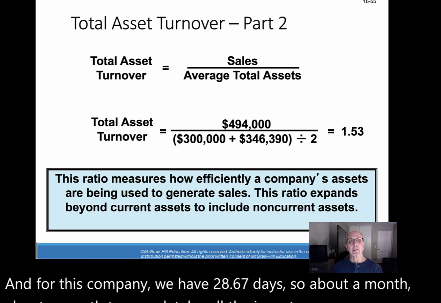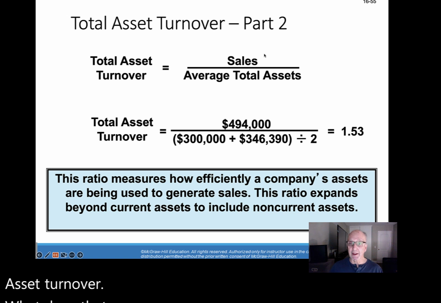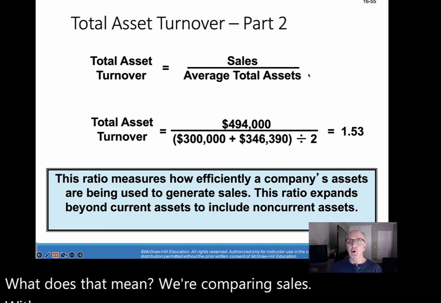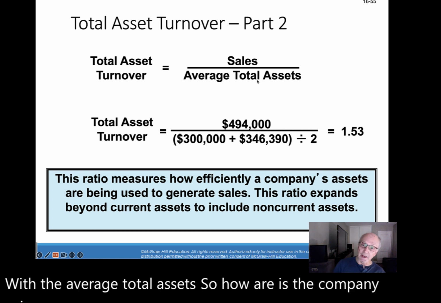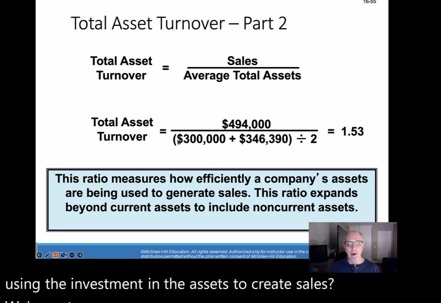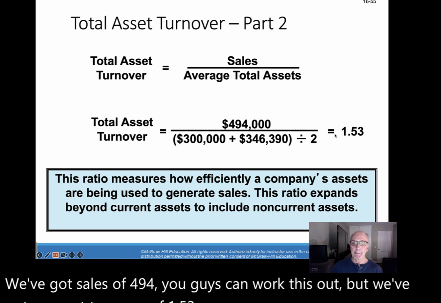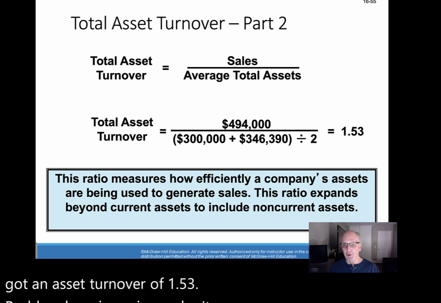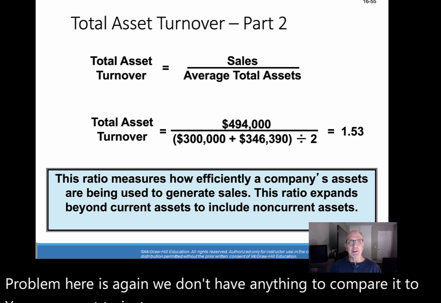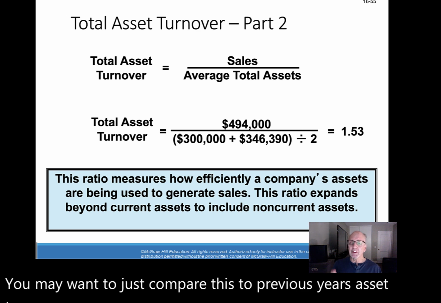Asset turnover. What does that mean? We're comparing sales with the average total assets. So how well is the company using the investment in the assets to create sales? We've got sales of 494. You guys can work this out, but we've got an asset turnover of 1.53. Problem here is, again, we don't have anything to compare it to. You may want to just compare this to previous year's asset turnover numbers and see if the company is maintaining, if it's getting better.